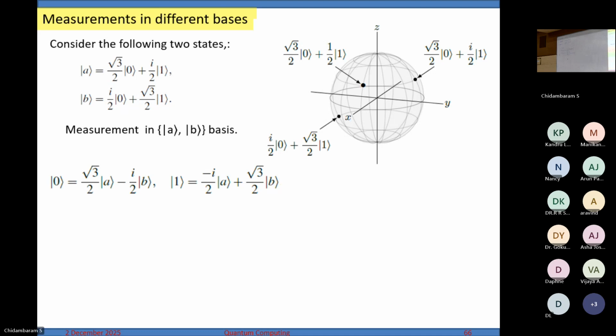Okay, so my AB basis, the basis states are these two. Not simply 0, 1, plus, minus. I have defined, or I am taking these two qubit states, taking these as the basis. Now you can measure the given qubit state in this basis also. Okay, how to measure that? Just leave it. Those who are interested can try that.